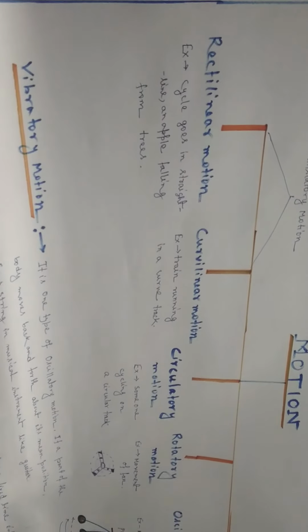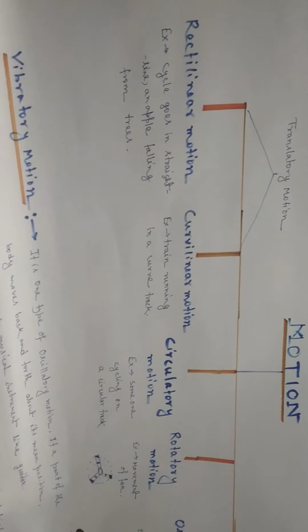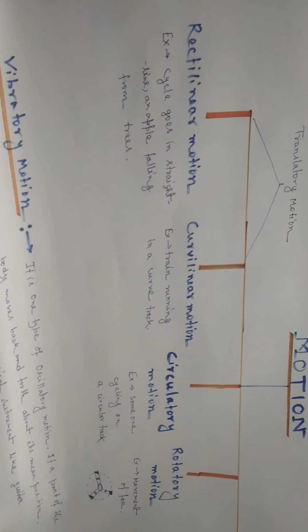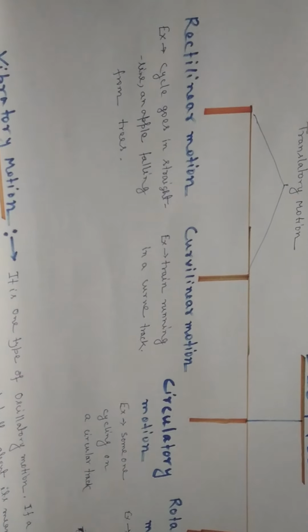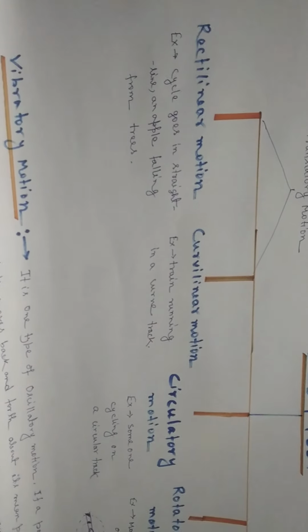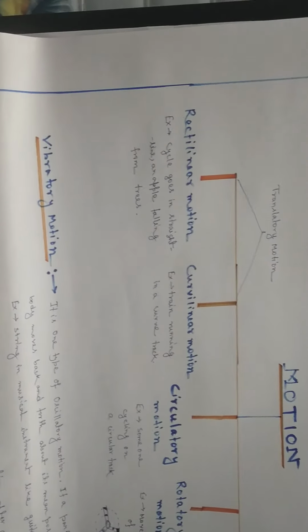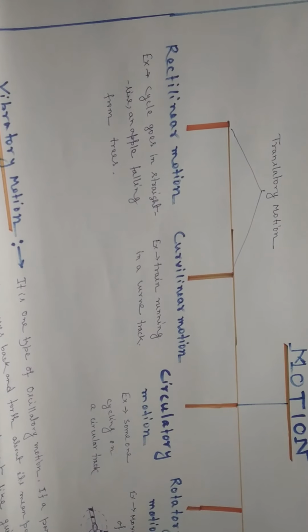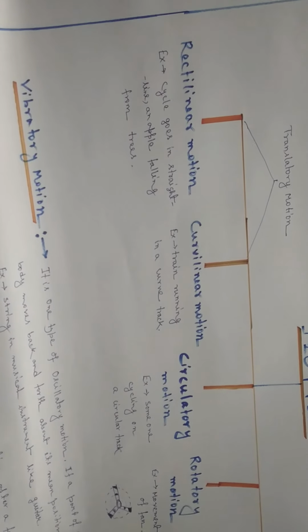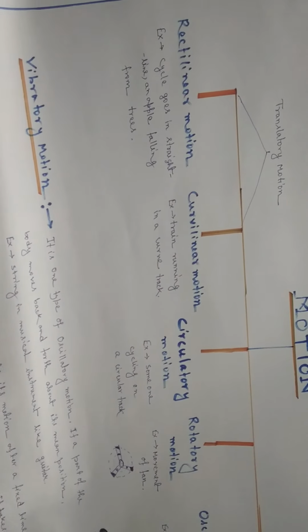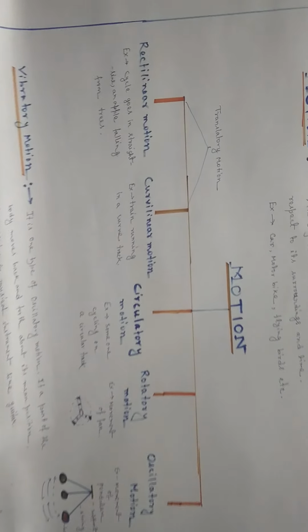On the other hand, if an object changes its position in a curved line with respect to time, then you can say that object is in curvilinear motion. Like a train follows a curved track. So you can understand the difference between rectilinear motion and curvilinear motion. In case of rectilinear motion, the object follows a straight line, and in case of curvilinear motion, the object follows a curved line. Rectilinear motion and curvilinear motion together are called translatory motion.